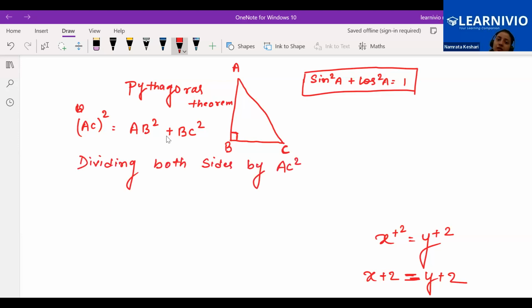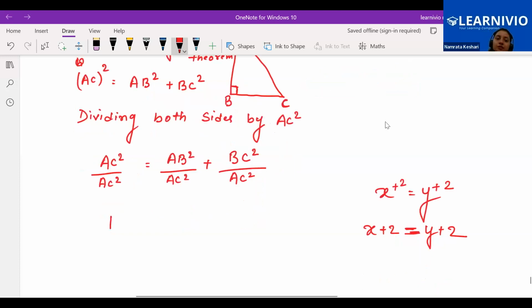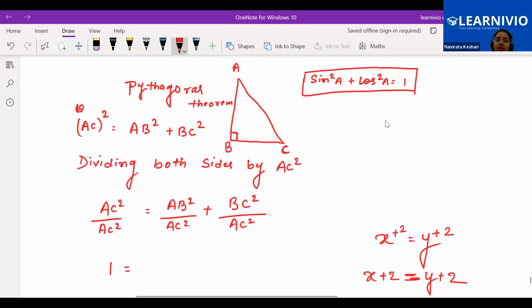Okay, so we will have AC square by AC square is equal to AB square by AC square plus BC square by AC square. Right? Yeah. Here we will have 1 is equal to AB by AC, okay, AB by AC. Now we are trying to make the identity sin square, cos square.